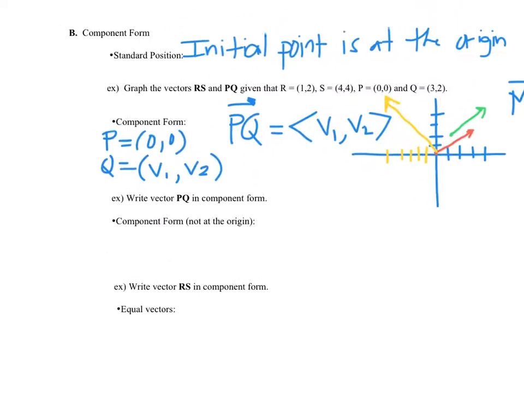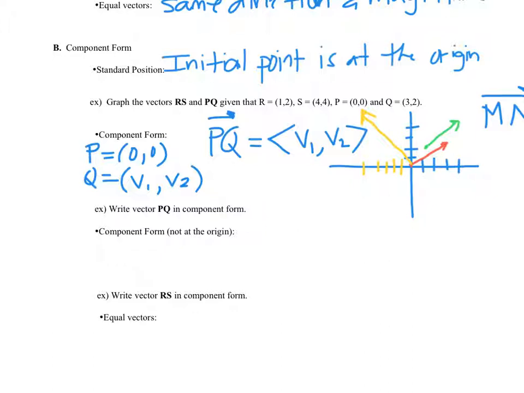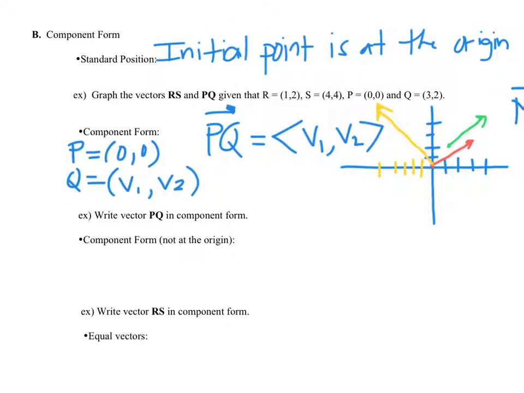So let's write vector PQ up here in component form. PQ would look like what? 3, 2. Okay? Starts at the origin. It goes out to 3, 2. So we can write it in its component form as 3, 2 with those sharp pointy things.